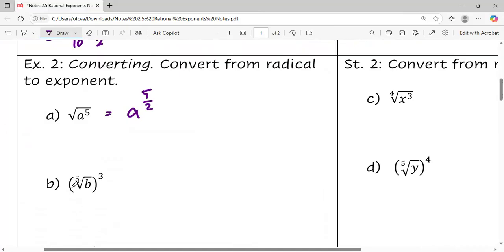For this one down here, the 5th root of b inside parentheses with a power of 3 is the same thing as the 3 being applied to any base on the inside. So this becomes the 5th root of b to the 3rd. And very simple, your index is always your denominator. So 5 is the denominator. So that becomes b.